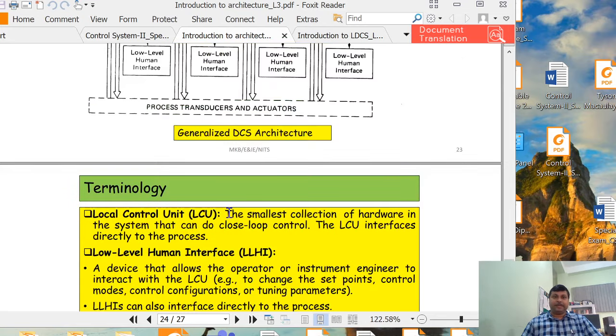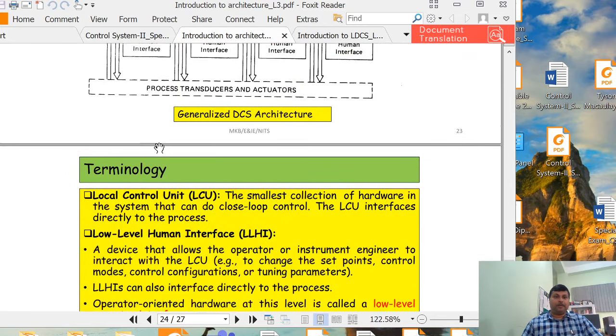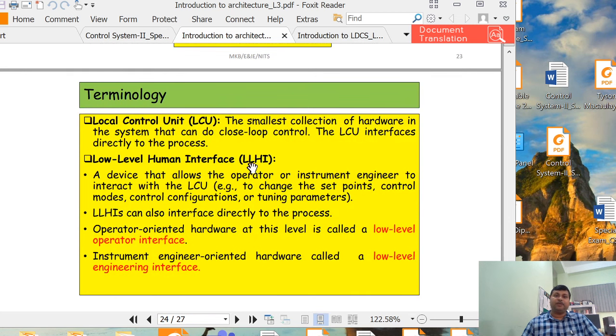Then you find that the local control unit is connected with the low level human interface. What is the use of the low level human interface? It is a device that allows the operator or instrument engineer to interact with the local control unit for changing the set point, control modes, control configuration or tuning the parameters.